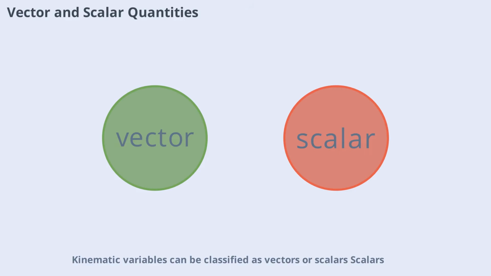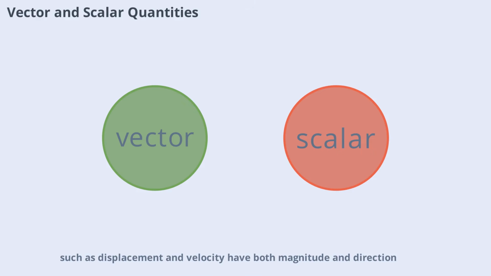Kinematic variables can be classified as vectors or scalars. Scalars, like distance and speed, have only magnitude. Vectors, such as displacement and velocity, have both magnitude and direction. Recognizing the difference between these types of quantities is essential for accurate movement analysis and interpretation.